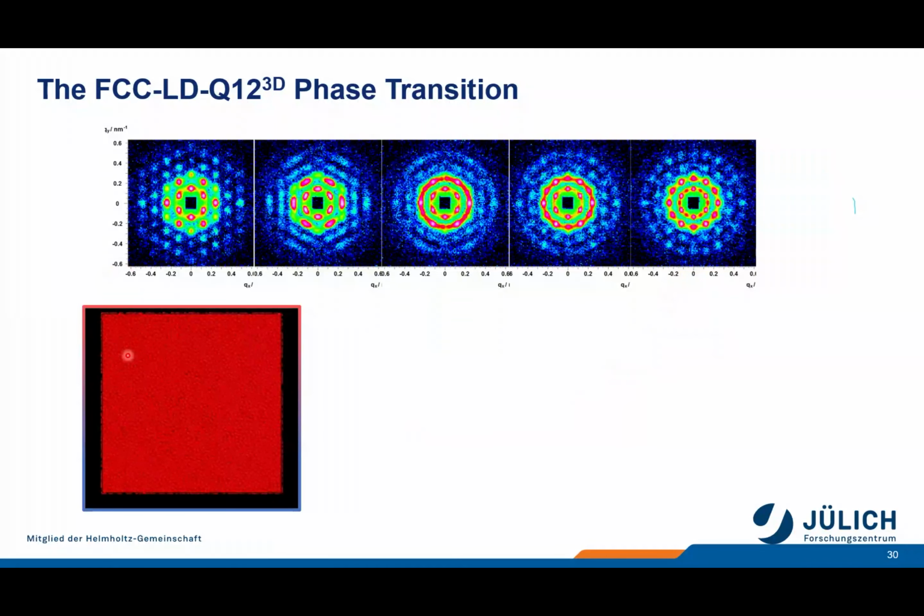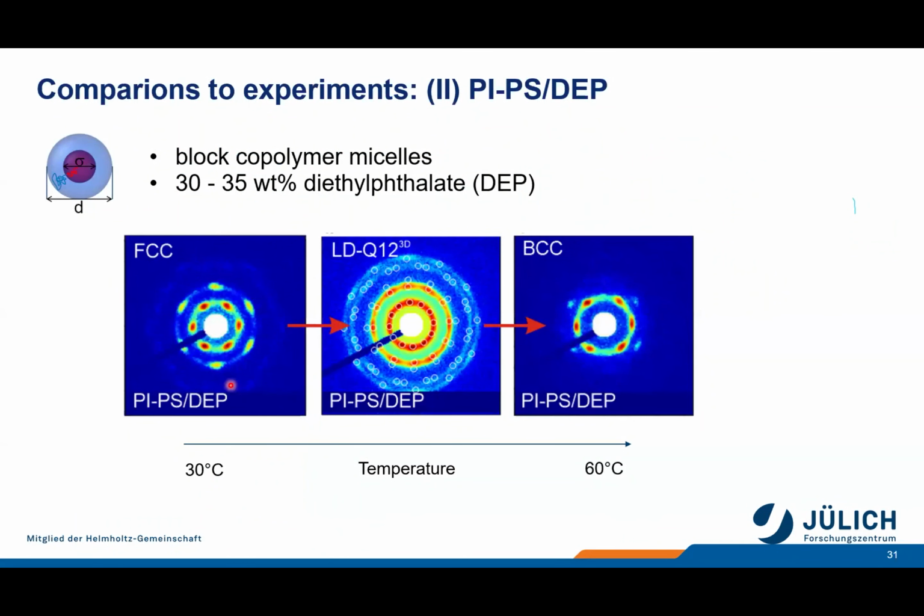And in the MD simulations, you could do the same thing where you change the temperature, and then you see the phase transition from the FCC to the quasicrystalline structure. So this is pure self-assembly, no trick, just having such kind of a phase transition.